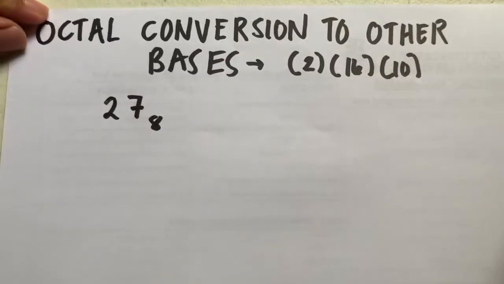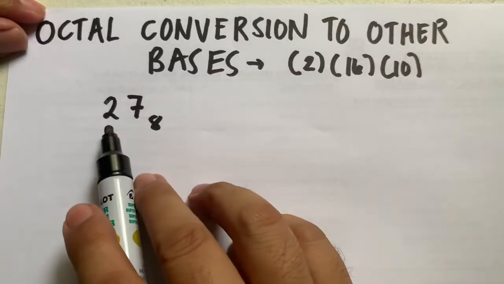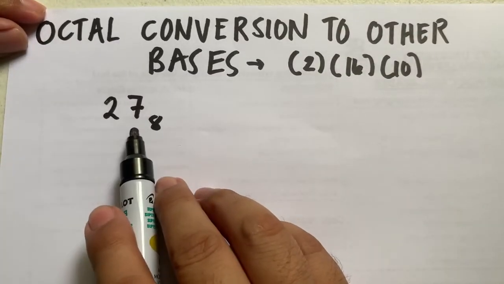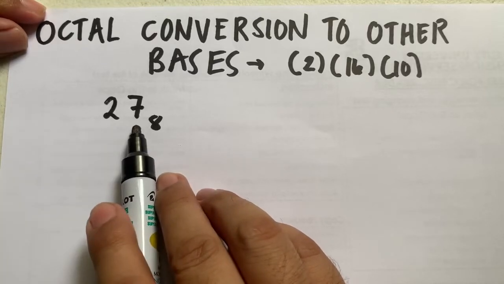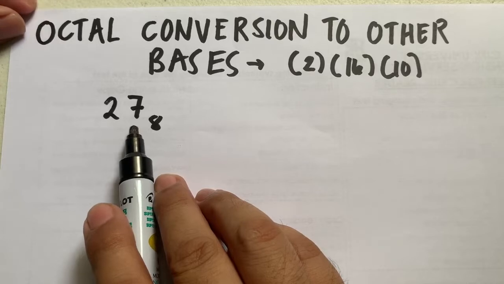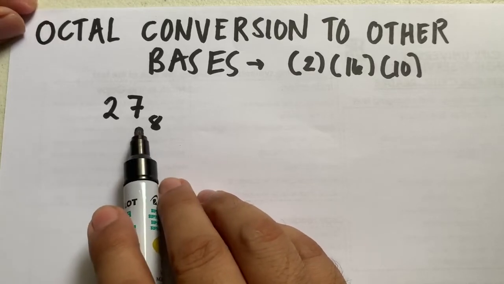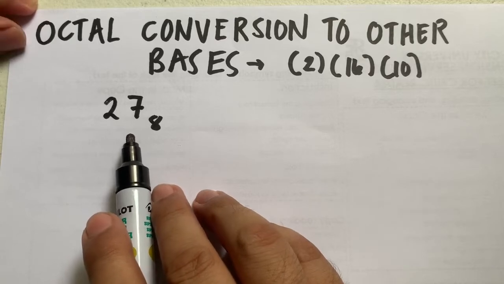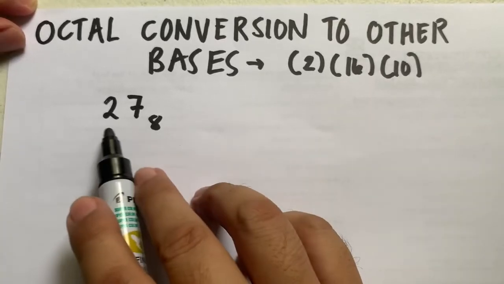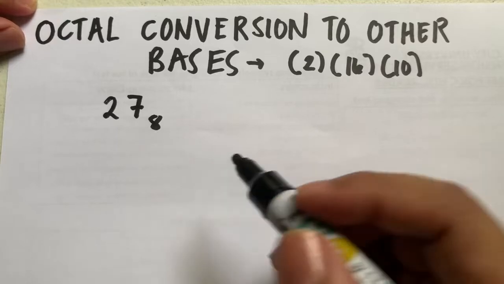Say, for example, we are given the octal number 27. Before converting any number from octal, see to it that the digits fall within the range of 0 to 7, because those are the valid digits of octal numbers. So 27 is valid, and we can convert this to other bases.